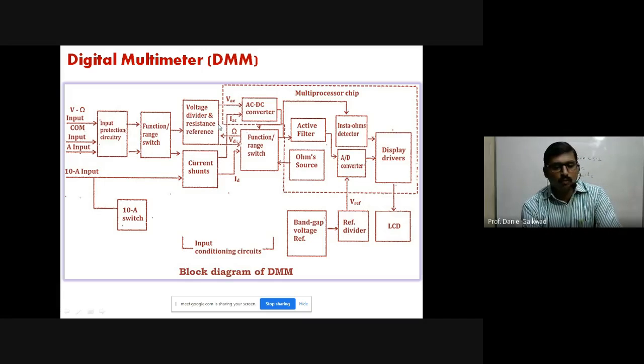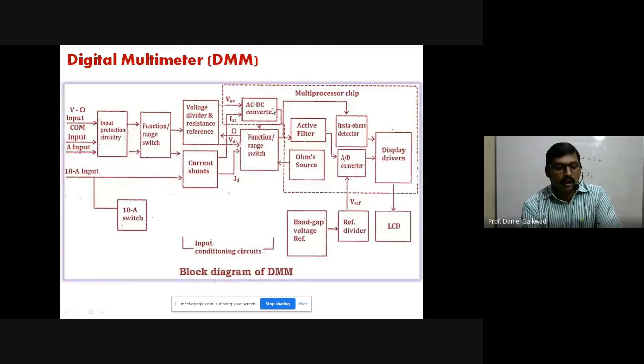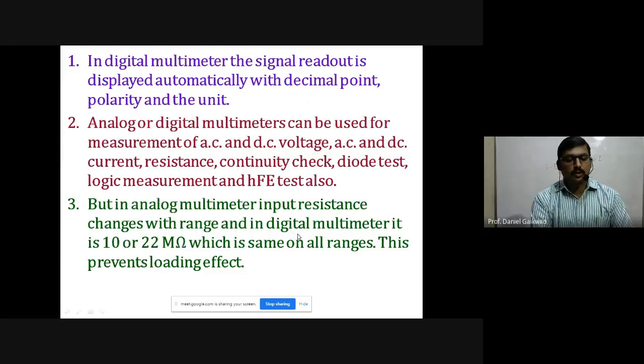Now check carefully what we have to write down in the examination. Check the diagram carefully here; different textbooks have different diagrams. So this is the complicated or typical diagram of a digital multimeter here. Now check carefully the points we have.